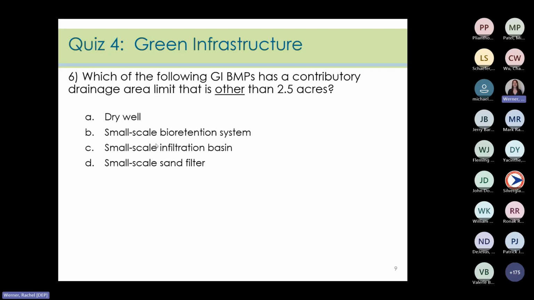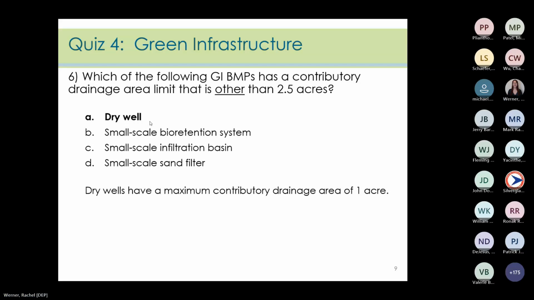Next question. Which of the following GI BMPs has a contributory drainage area limit that is other than 2.5 acres? And the answer is A, dry well, because dry wells have a maximum contributory drainage area of 1 acre per 7:8-5.3b. And this information is also available in the GI fact sheet.